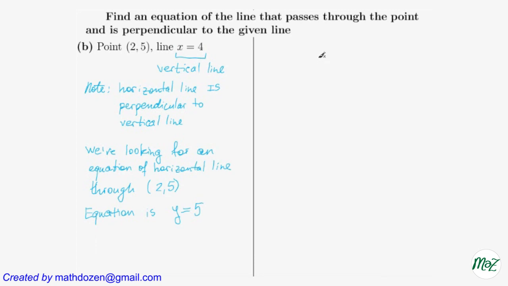Now let me make a sketch for this situation. X and y. We're given the line x equals 4. X equals 4 is the given line, and the given point has coordinates (2, 5). And we want to find something perpendicular to this vertical line and passing through the point (2, 5). That happens to be this horizontal line. And the equation of this horizontal line is y equals 5.